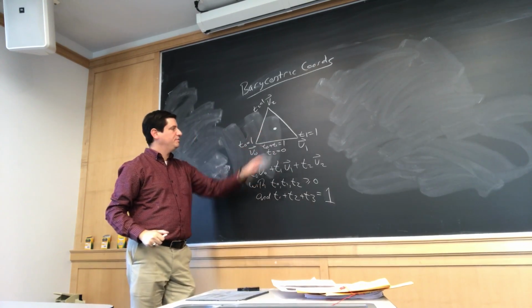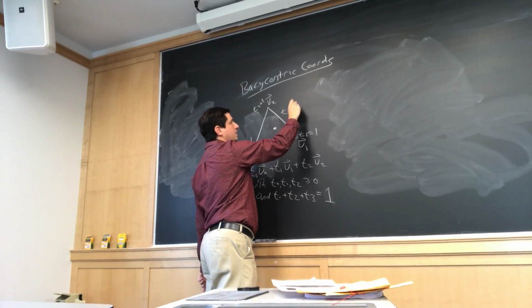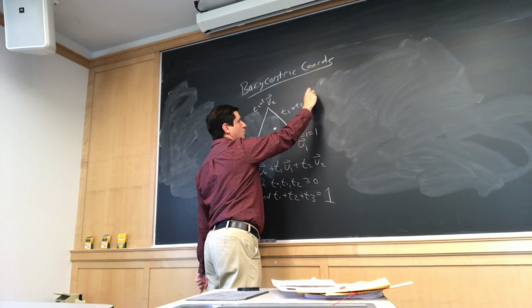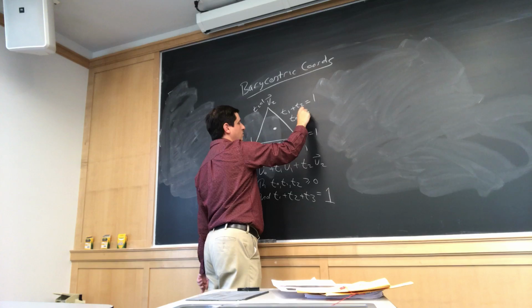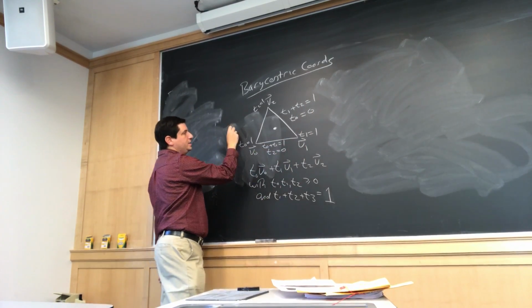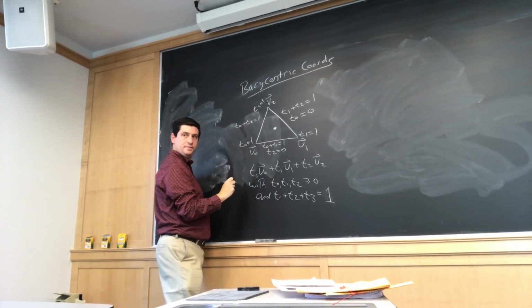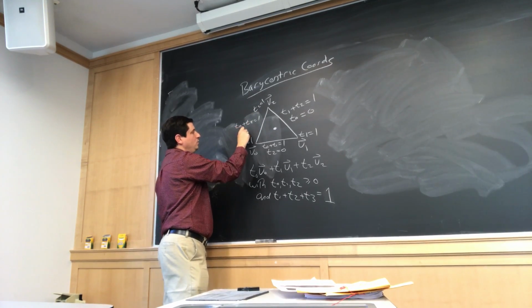And we can do similar stuff over here. So this over here would be T1 plus T2 equals 1, or T0 equals 0. And over here, this would be T0 plus T2 equals 1, or T1 equals 0.